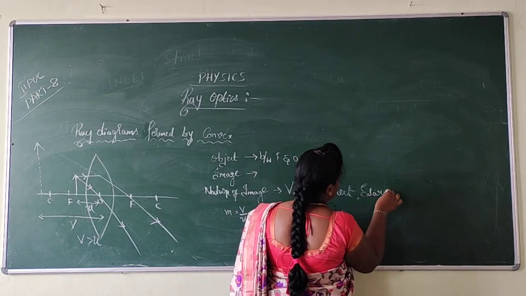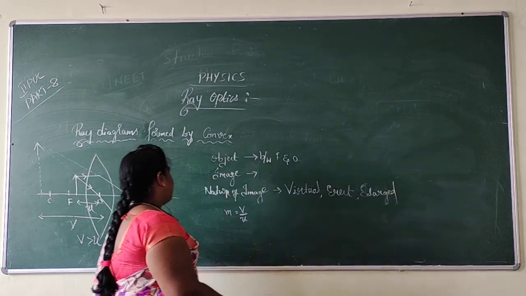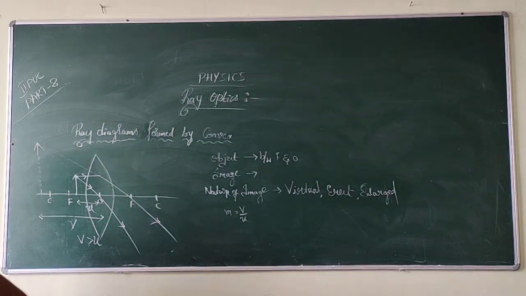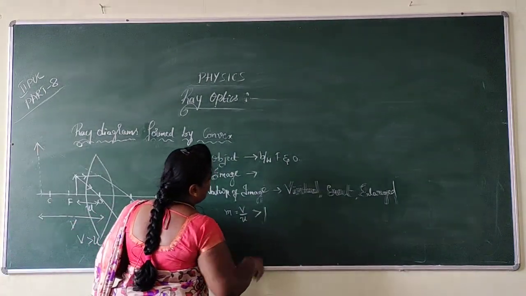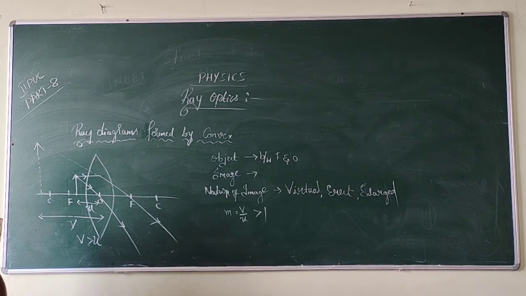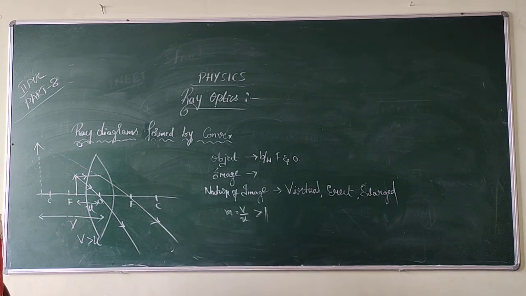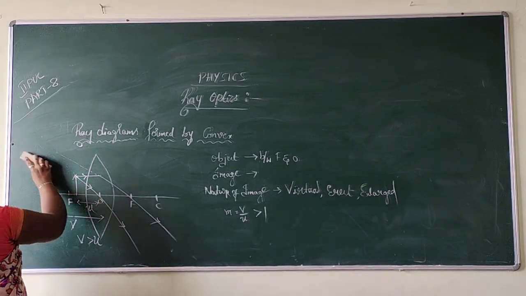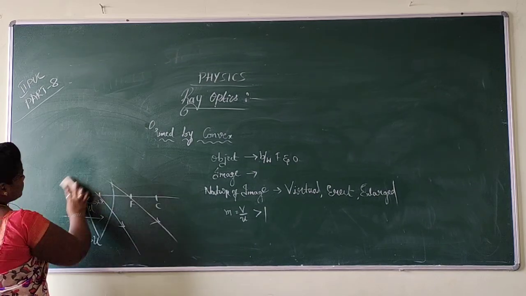This is a special place of the convex lens. Now let us see, V is greater than U, magnification is greater than 1. This is about how the convex lens is going to form the image. So why have I just shown you the ray diagrams?